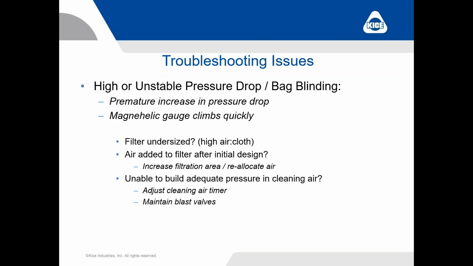So let's say that we're experiencing high pressure drop, or your bags are blinding over much more quickly than you think they should. You put a new set of bags in, and within 4 weeks you're already up to the 5 or 6 inches that we recommend changing bags at. Why is that? Well, it's quite possible your filter is undersized. As we all now know, air to cloth ratio is a very important part of sizing a baghouse filter. If it was a poor design to begin with, if this filter was purchased 25 years ago for one application and has been reallocated to another application, perhaps it's undersized for that process.